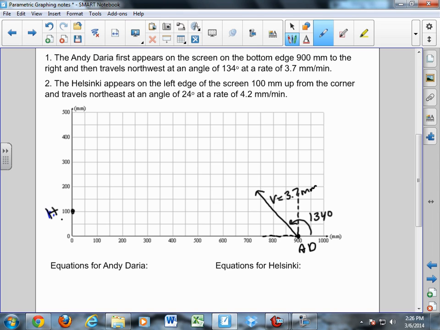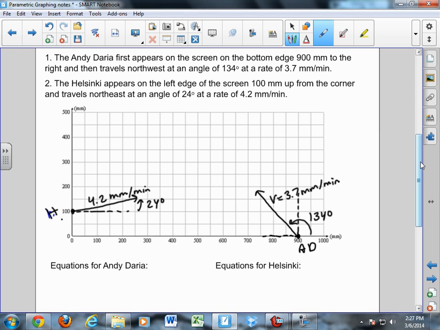And notice that isn't velocity in the x direction or velocity in the y direction. That is velocity along the path that the ship is traveling. When I do the Helsinki, I have similar information, only I have a 24-degree angle now, which is a very small angle, just up to the right a little bit in north. This is 24 degrees, and we're told this is 4.2 millimeters per minute. So in this case, the speed is being given directly to us, and the direction is determined by the angle.